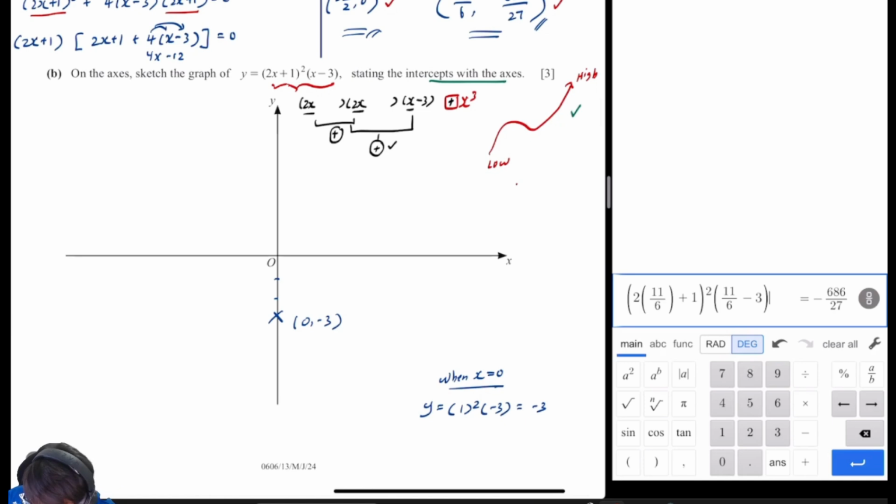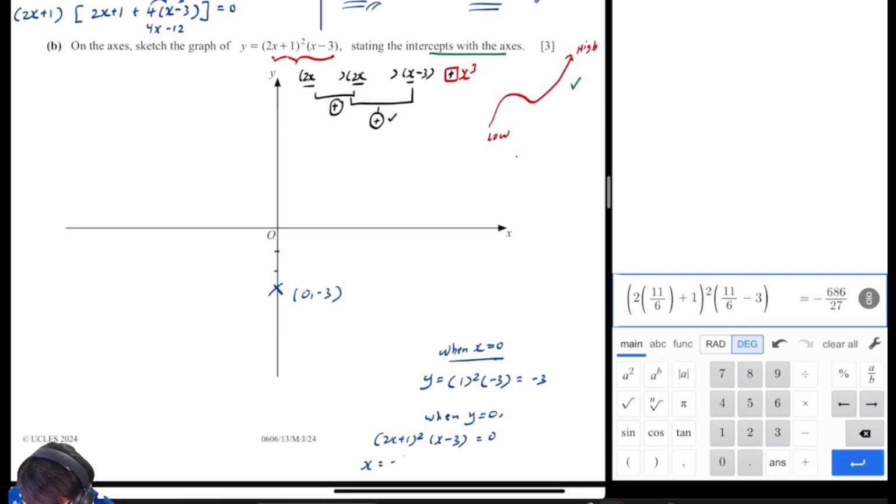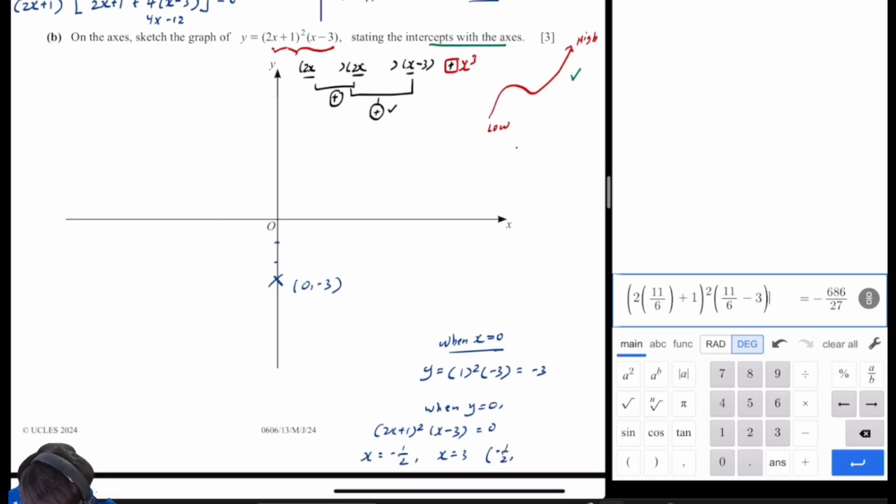Now, the main part, when y is equal to 0, how many roots will you have? 2 roots here at least. So x will be equal to negative 1 over 2 and x equal to 3, right? So all this will be your coordinates, negative 1 over 2, 0 and 3, 0. So I can just mark the coordinates as well, 3, 0. You'll get 1 mark for marking all the coordinates, so make sure you do that. Sorry, that's negative half, right? Negative half will be over here. Okay, so that is our coordinates.